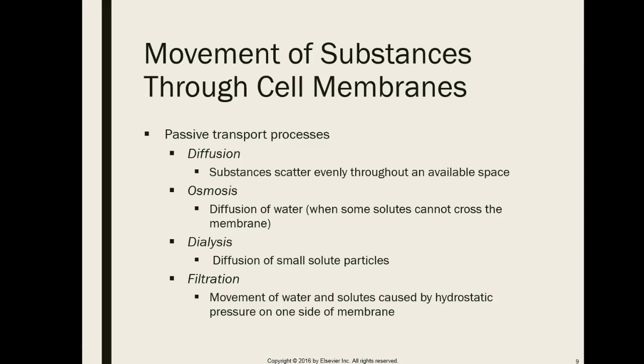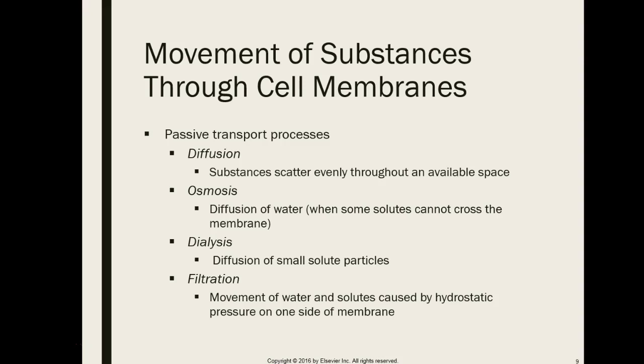Now we're going to start looking at that movement of substances through the cell membranes, specifically that plasma membrane. It can be broken up into 2 different types. We have the passive transport processes and active transport processes. We'll touch base on passive first. Passive transport does not require any added energy. So no energy expenditure is occurring within the cell for these passive transport processes to take place.